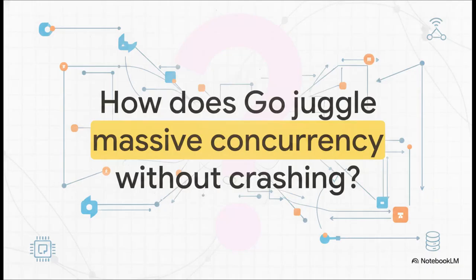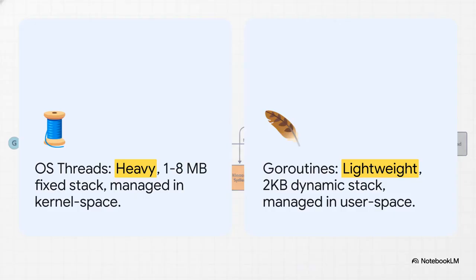So here's the core mystery we're unraveling today. How exactly does Go manage to juggle hundreds of thousands of concurrent tasks at the exact same time, without completely exhausting your system's memory or just crashing the CPU? To understand this massive scale of concurrency, we really have to look at the fundamental building blocks of execution. Okay, let's dive into this.